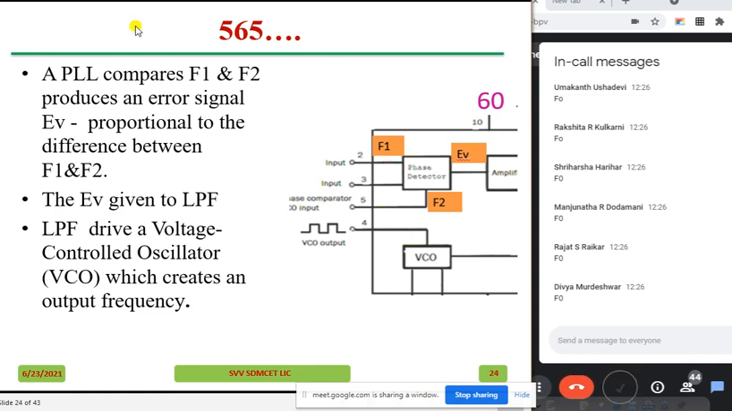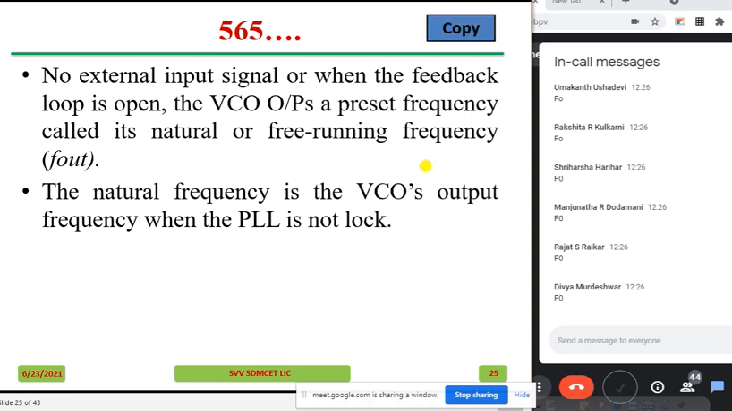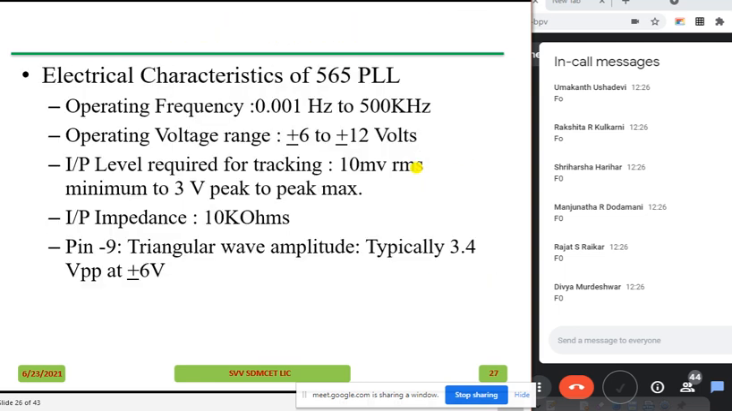PLL compares F1 and F2 and gives the error voltage, and the error voltage is directly proportional to the difference between these two frequencies. If the frequency difference is more, the voltage will be more. If it is equal, the voltage will be 0. If F1 is greater than F2, for example, I get positive. If F1 becomes less than F2, I will get a negative voltage. Like that, the error voltage I will get, and that voltage is amplified and given to the voltage controlled oscillator.